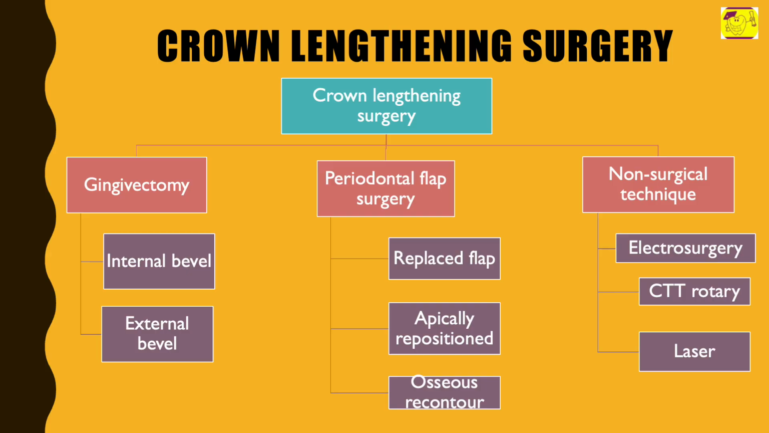So the gingivectomy can be done either with an external bevel format or an internal bevel, and periodontal flap surgery includes replaced flap, apically repositioned flap, or osseous recontouring. When it comes to the non-surgical techniques, it can be done through electrosurgery, laser, or CTT rotary.